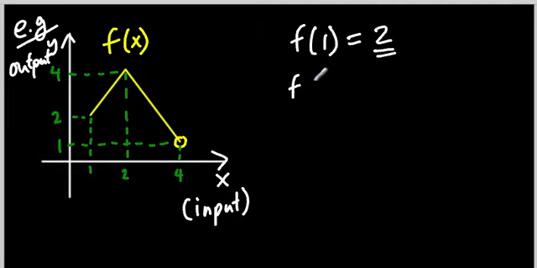Let's try for the value of 2. So let's say when the input is 2, what is the output? When the input is 2, we can clearly see that the output is 4. So f of 2 is equal to 4.